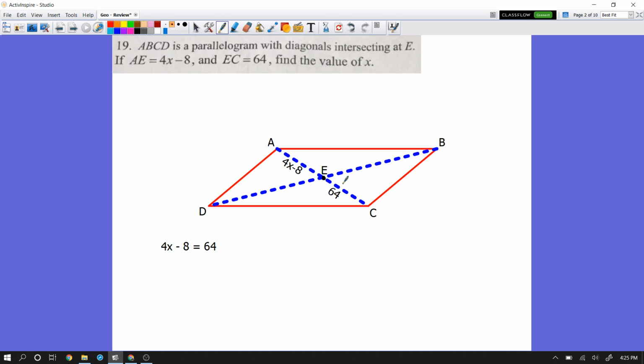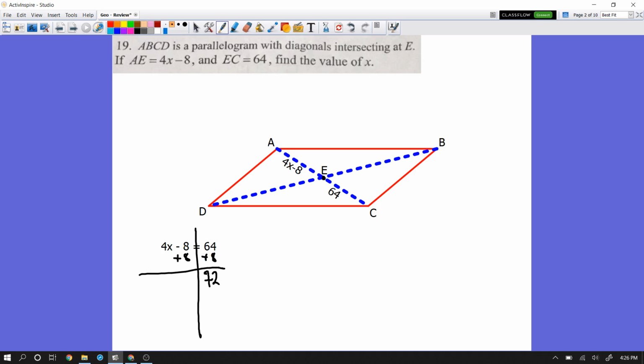Well, I know that, since properties of opposite angles of parallelograms are congruent, the distance from A to E is going to be equal to that of E to C. So I went ahead and set up a problem where they're equal to each other. And this is just solving a two-step equation. So plus 8.